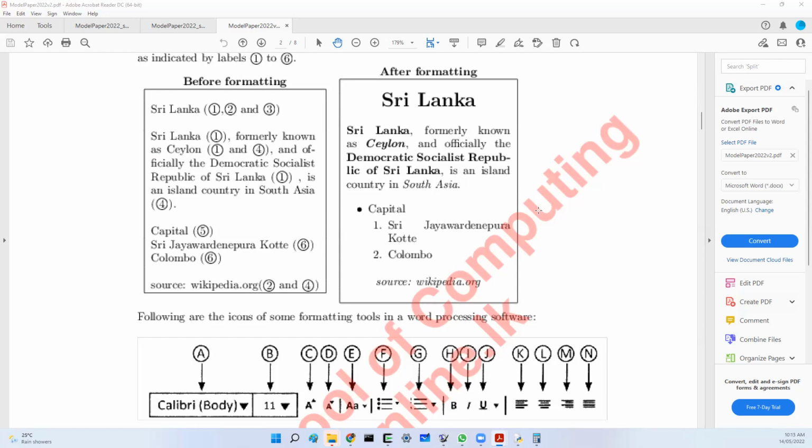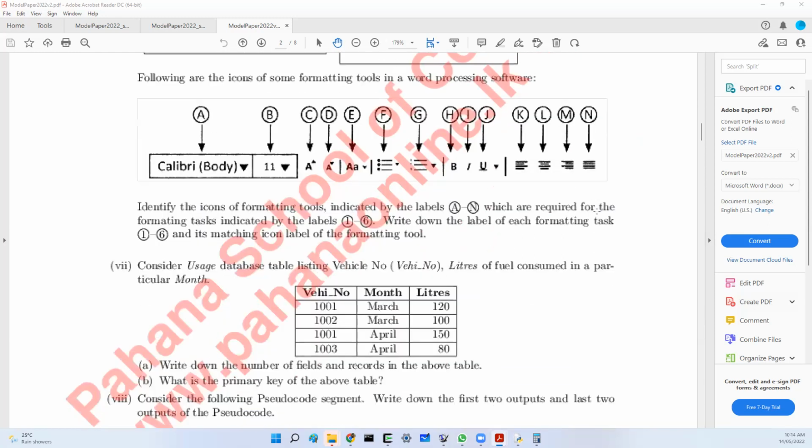Then fourth one, I. Yes, it's italics. Fifth one, F. Yes, it's a bullet list. Six, G. Yeah, that's G. So it's an easy one, I think.